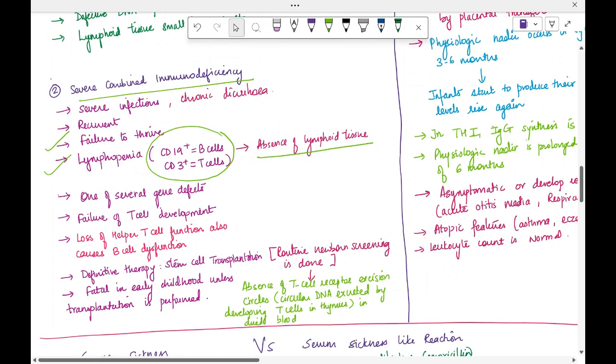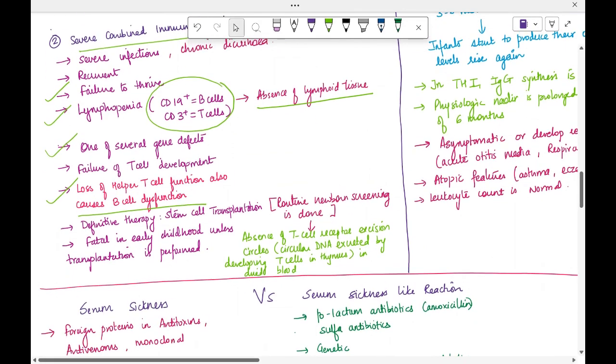Now here, this disease is not happening because of one defect, but it can be one of several gene defects. Primarily there is a failure of T cell development. Now there is a loss of helper T cell function, which also causes B cell dysfunction, because as we know, for the development of humoral immunity we need cellular immunity. So that is why loss of helper T function also causes B cell dysfunction, and that is why it's a combined immunodeficiency.